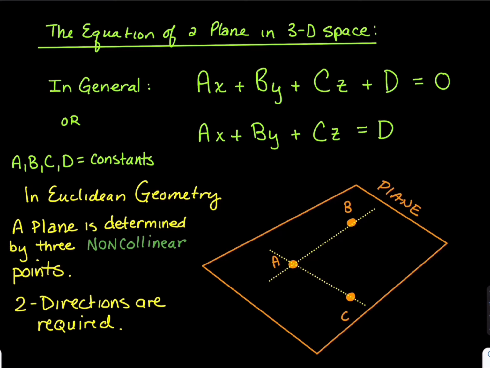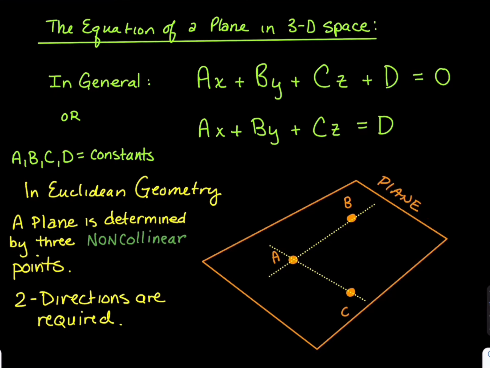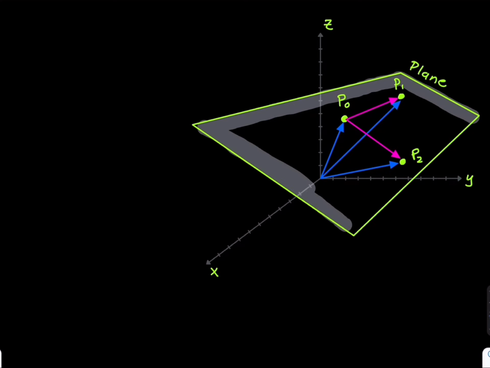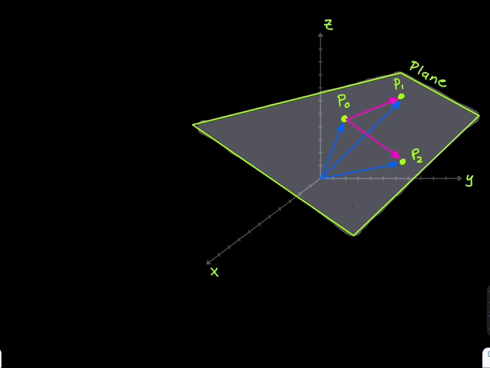That gives us two directions to work with. Think about this like length and width. So some plane sitting in three-dimensional space will have three non-collinear points living on that plane, and we can define vectors for each of those points on this plane.